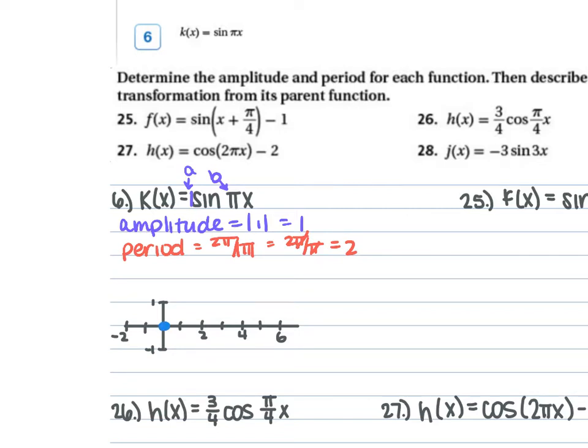Our last point is going to be at 2 for this period. And then we are going to have our middle point go up to 1 in between those two, and then down to 1 in between these. So it's going to look like this.